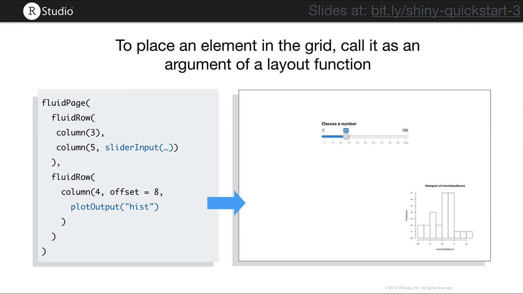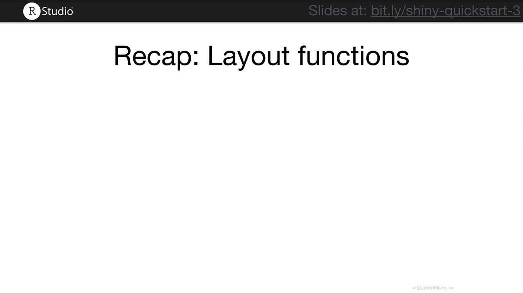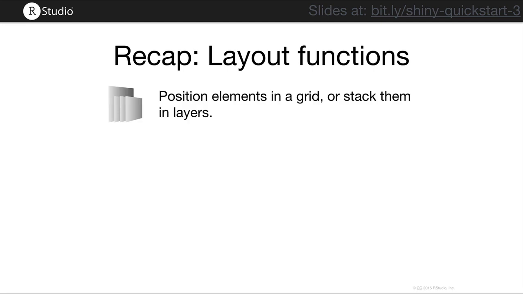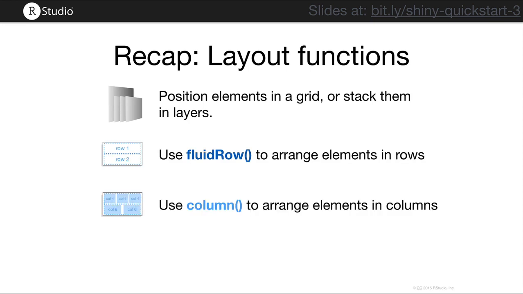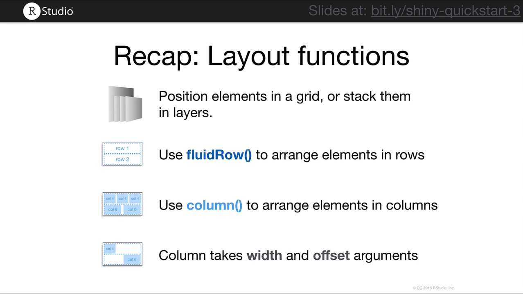So let's recap that system. You could position your elements in a grid in your app, or you could stack them on top of each other in layers. So that's how you lay out your app. We haven't looked at layers yet, but we'll get to that. Use fluid row to range elements in rows. Use columns to range elements in columns. And then you can position columns where you want them in your app along those rows with the width and offset arguments. The width argument is mandatory. You have to use that. The offset argument is optional.